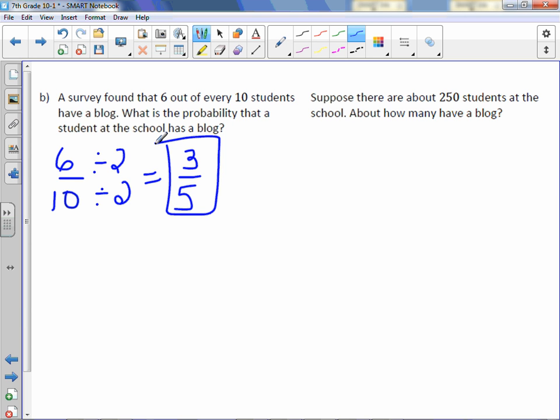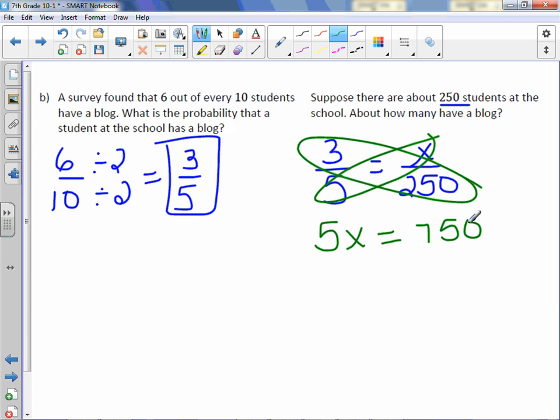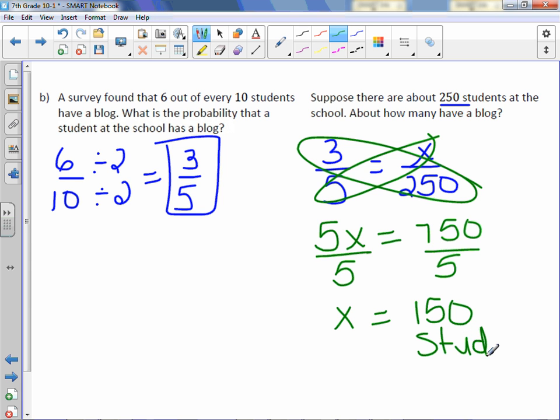Suppose there are about 250 students at the school. About how many have a blog? So we're going to start with our probability of 3/5 equals, set up a proportion. 250 is a total, and we're going to place it in the denominator, and x up top. Cross multiply. 5 times x is 5x. 3 times 250 is 750. Divide by 5. x equals 150. Again, we're talking about students.